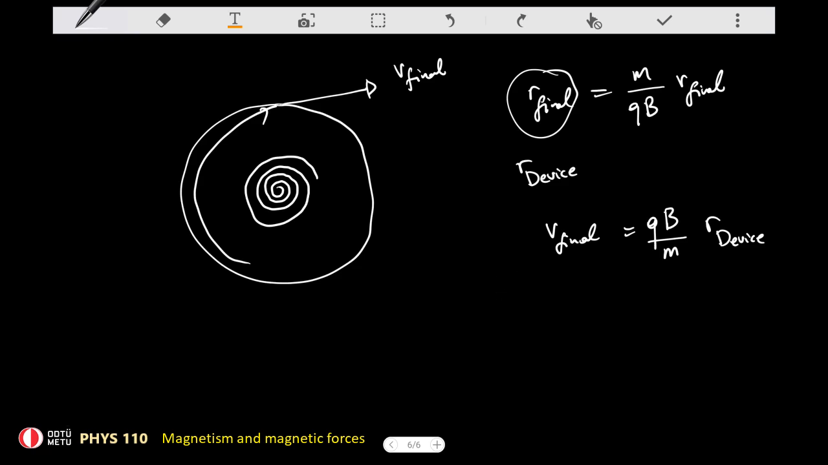Lawrence was able to accelerate protons using this device in the 1930s. He actually accelerated them to almost relativistic speeds. That was a very good result. But to be able to accelerate the protons, the particles, even further, they needed to change the design here.